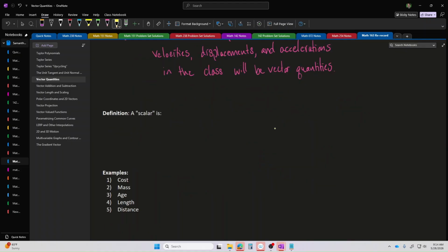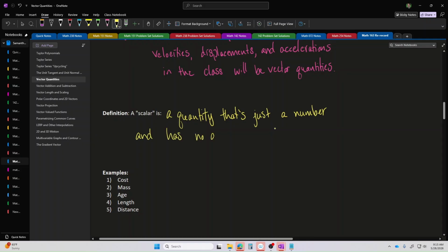Now, the term scalar is used to refer to a quantity that's just a number and does not have an associated direction. So as opposed to a vector, which is a number and a direction, a scalar is just a number.